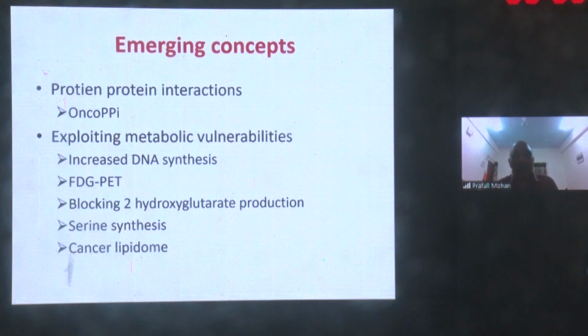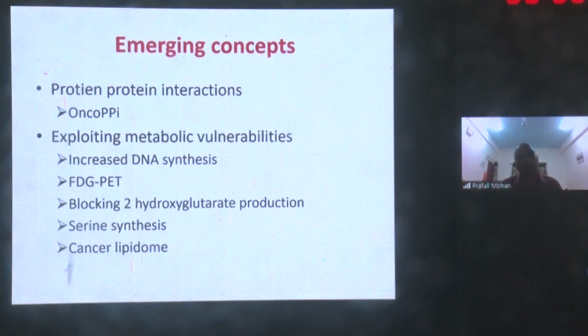Now coming to emerging concepts. One thing which has not been studied so far is the importance of protein-protein interactions. I'm sorry, the spelling of one of the proteins is wrong. Basically, we have been talking about genes, epigenetics, and the target, but we don't know how proteins interact with each other and where there can be any target between these proteins. So OncoPPI is a protein-protein interaction network which studies protein-protein interactions so as to find other targets if possible.